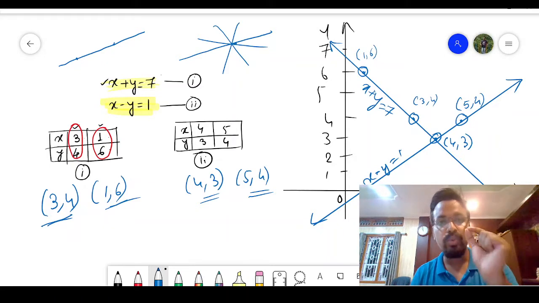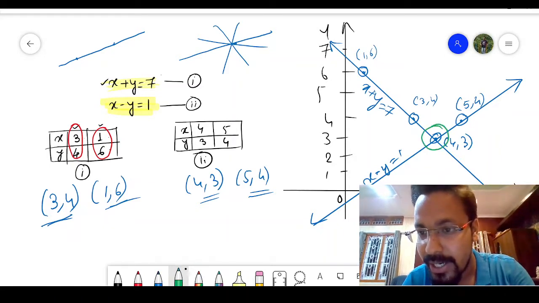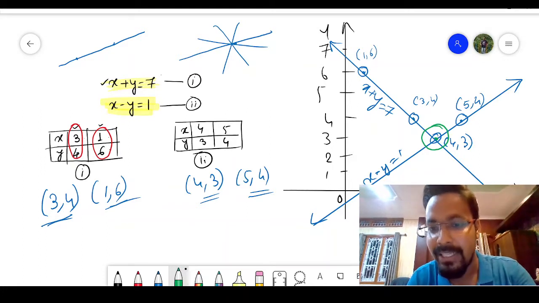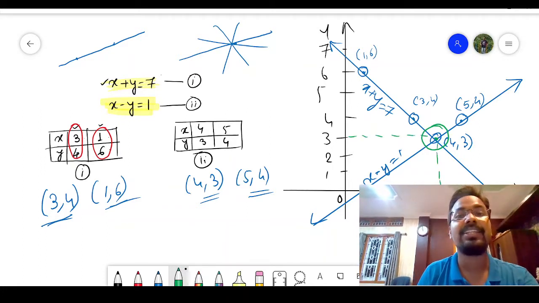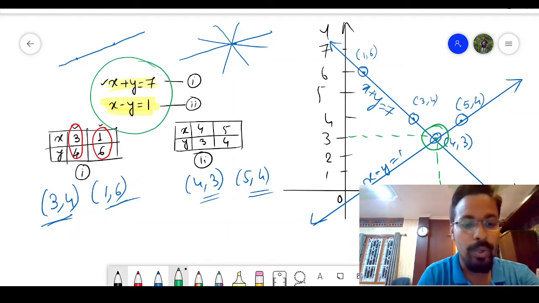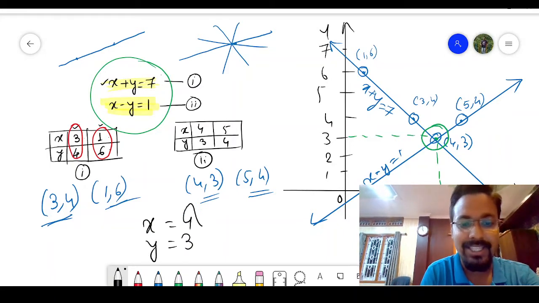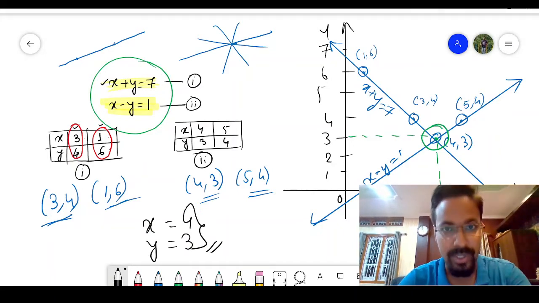Now in this expression of the graph, we will find one point where they have intersected. The point where the 2 lines intersect, in this case, is this point here at 4 comma 3. This 4 comma 3 is the solution of the equations. That means both the equations will be satisfied when x is equal to 4 and y is equal to 3. These are the roots of the equations, or you can say the solutions of the equations.